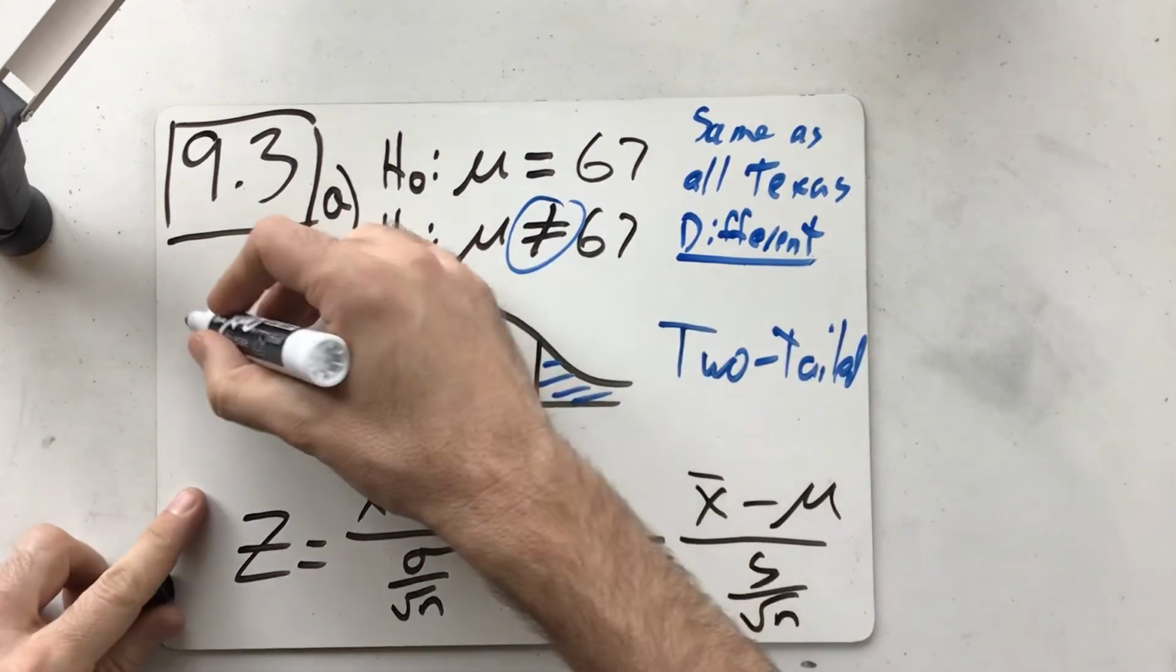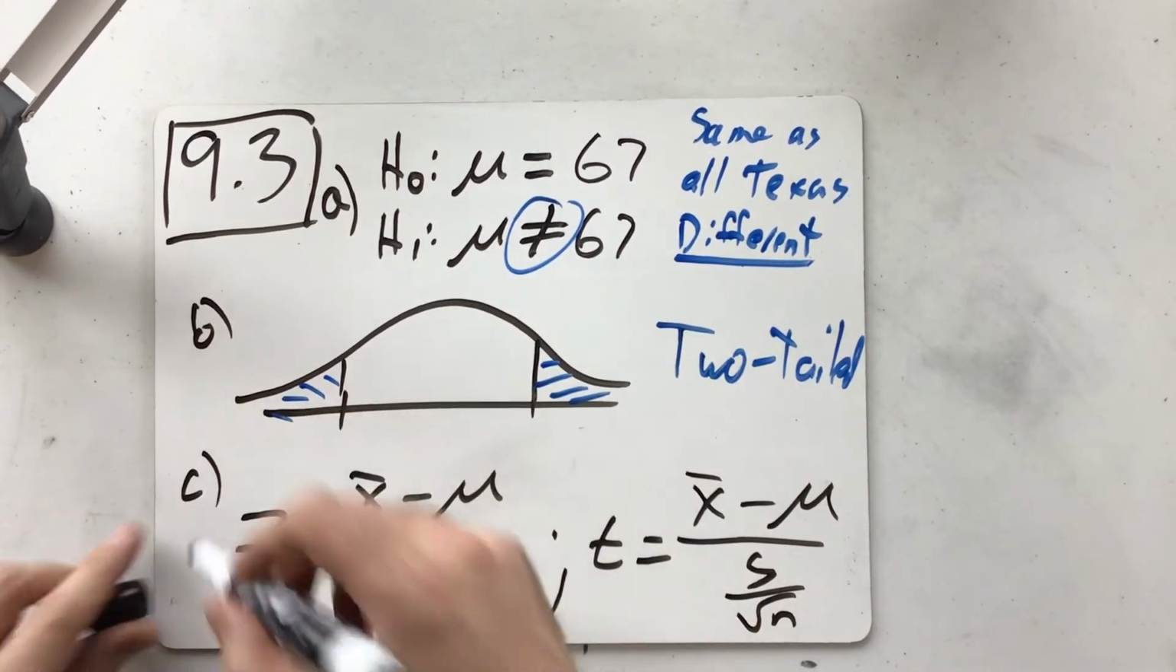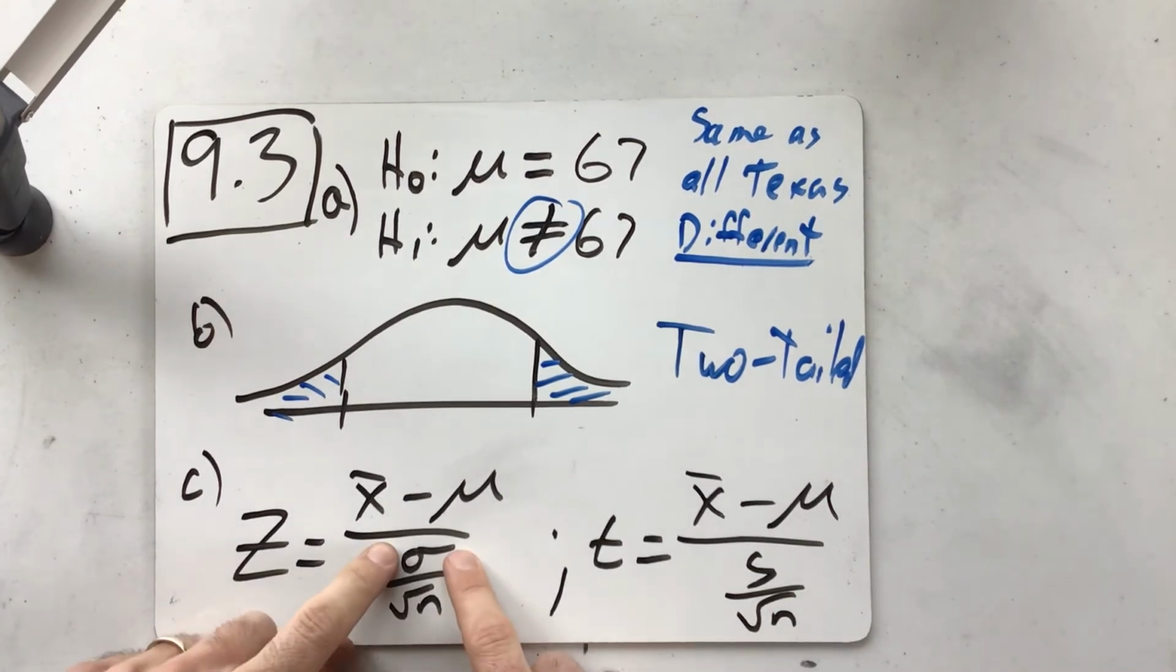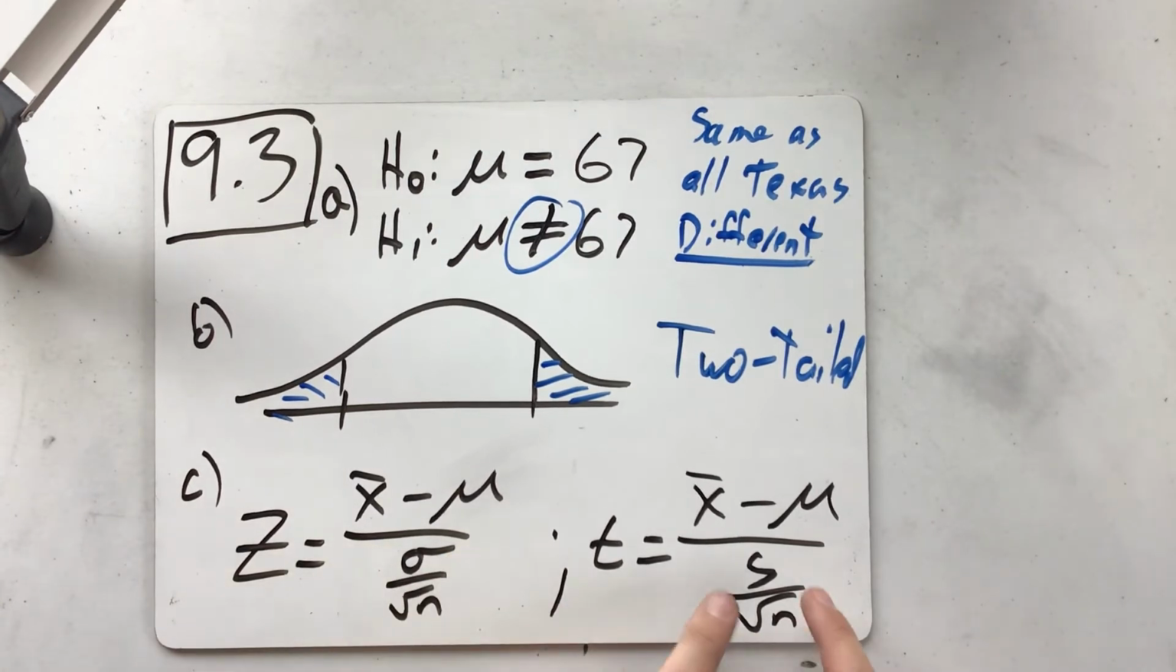So this is part B right here. So how do we tell which formula we're going to use? Well, we have to read the problem carefully and ask, does the problem tell us the standard deviation for the whole population, or does it just tell us the standard deviation for our 50 cars?